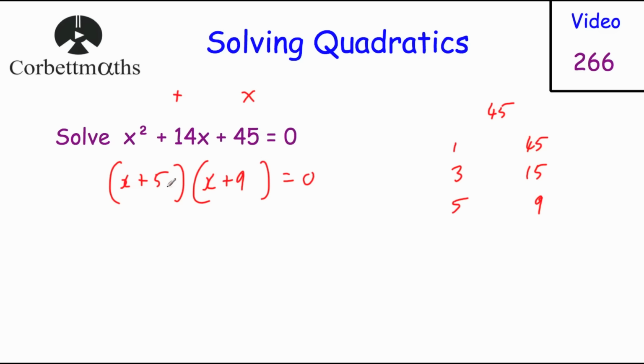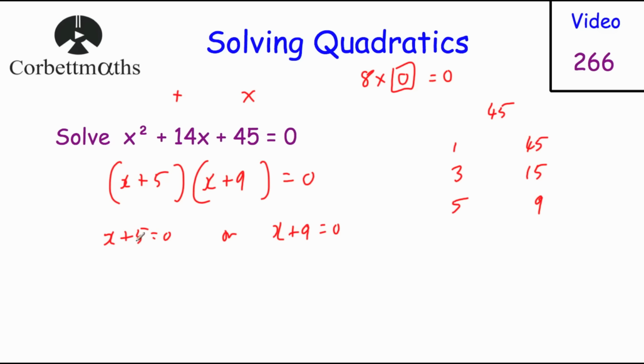Now, whenever you get two things that multiply together to give you 0, one of them has to be equal to 0. So that means that either this bracket is equal to 0 or this bracket is equal to 0. So let's look at this bracket: x plus 5 equals 0, or x plus 9 is equal to 0. So let's solve this equation.